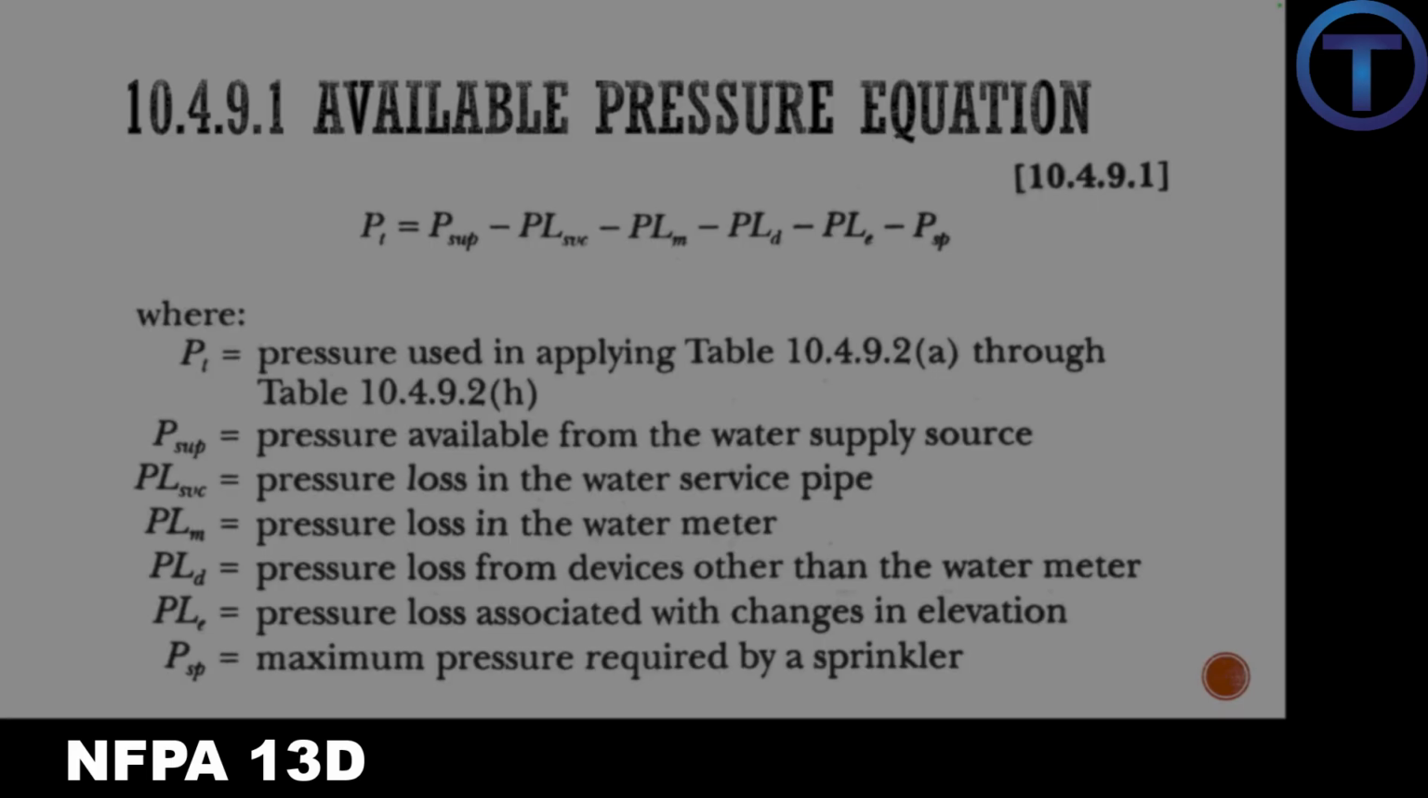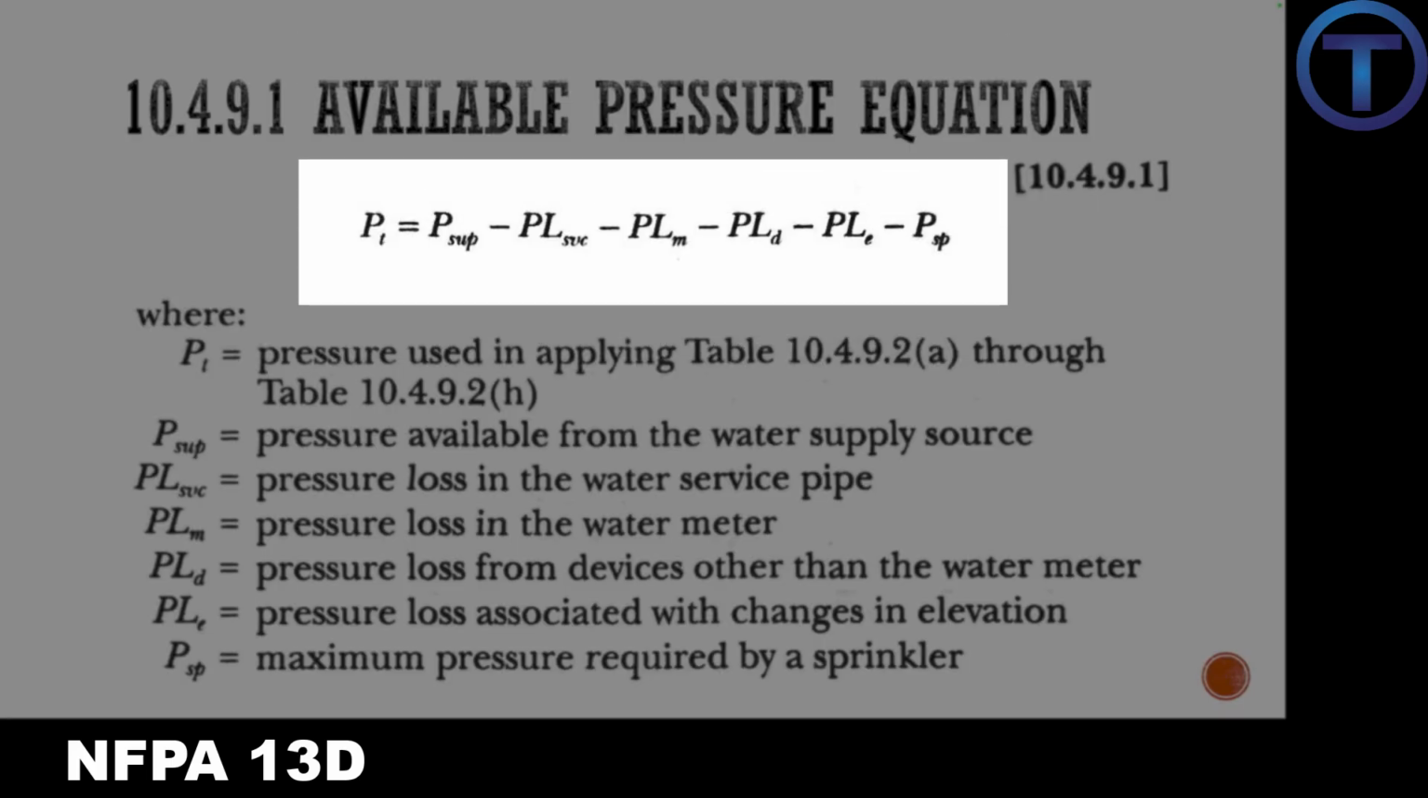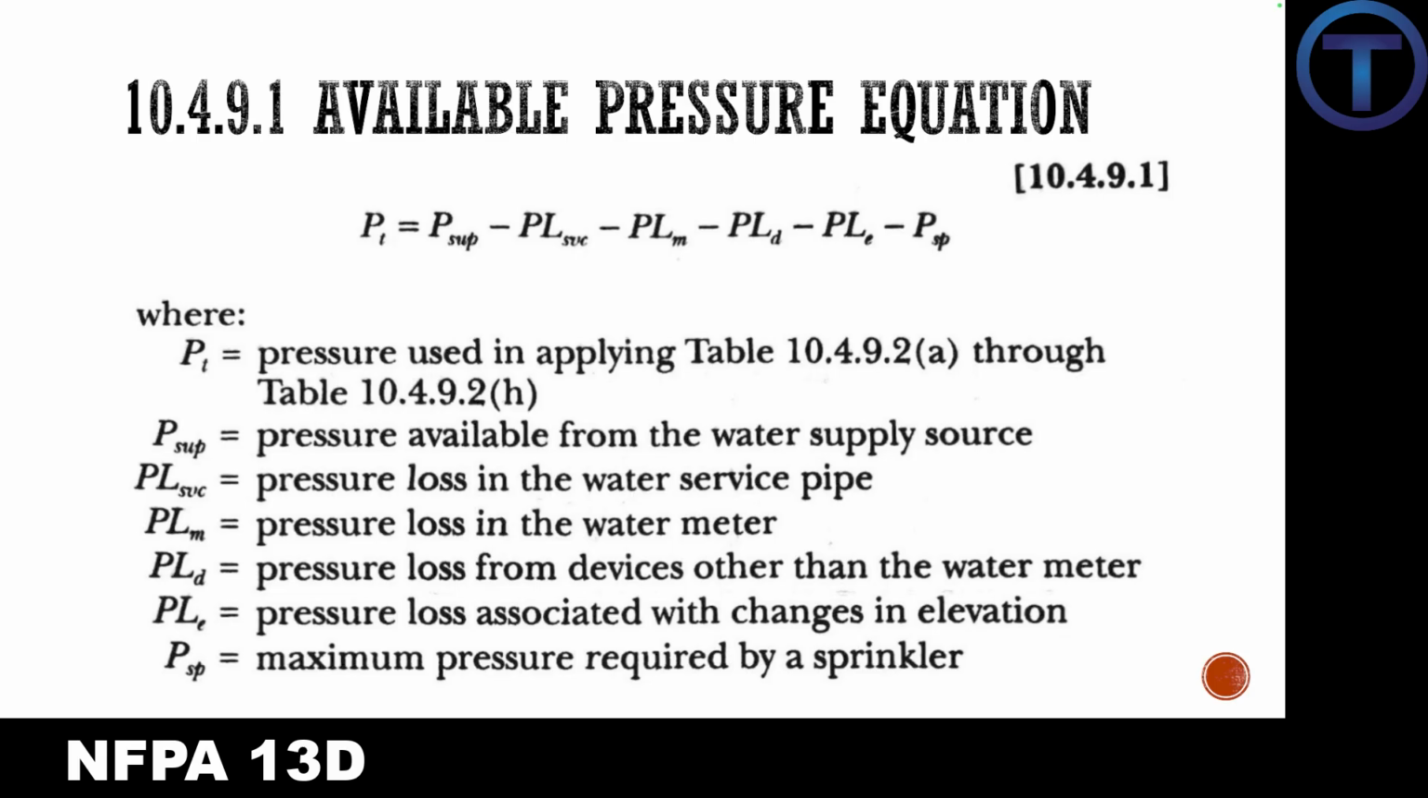Please take a moment to notice the available pressure equation listed in 10.4.9.1. This is a simple equation. It's just subtraction. It looks long, but it's not so bad. The point of this equation is to find the pressure difference that will offset the friction losses in all of these things listed. We start with P sup, the pressure available from the supply.